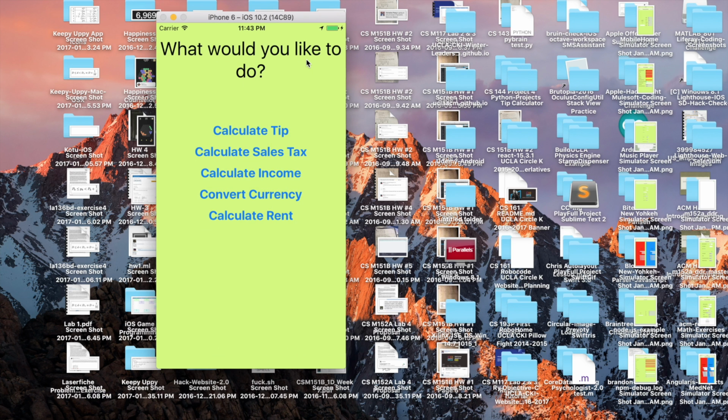So some of the common things that I've noticed that I did a lot was calculating tips when I went to restaurants with friends, calculating sales tax whenever I purchased items at like the store, calculating income when you're comparing competing job offers, converting currency, and calculating rent for your apartment. So let's just demo some of the features of the app.